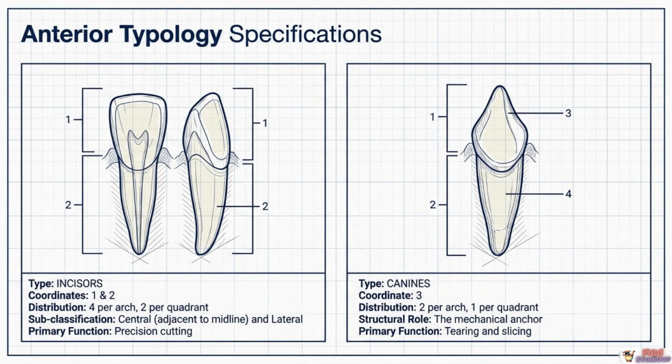Clinically, canines are often the last teeth standing in patients with severe periodontal disease, precisely because of that powerful root anchorage. When you're asked which tooth is most stable in the arch, the answer is almost always the canine. Remember that mechanical anchor description, because it's a recurring exam concept.